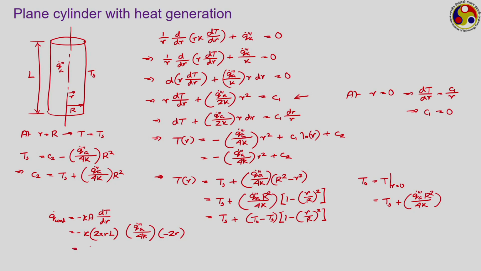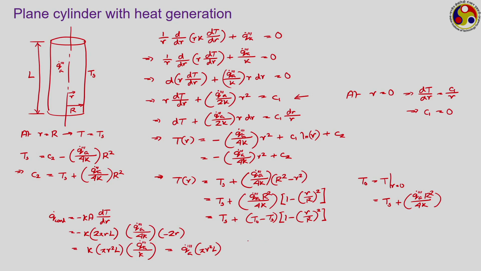So, it becomes now positive k into pi r square L into q0 triple prime upon k. In fact, k also cancels out. So, I should have written this as q0 triple prime into pi r square L. Again, pi r square L refers to the volume of an incremental cylinder. If we take an incremental volume inside, pi r square L will be the total volume of this. Then how much is the total heat generation?